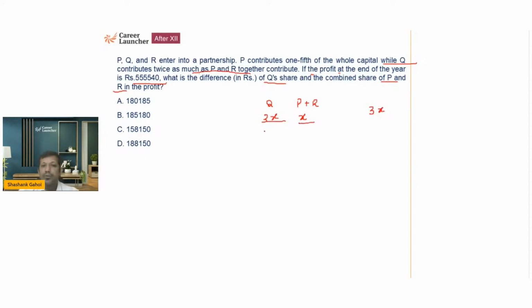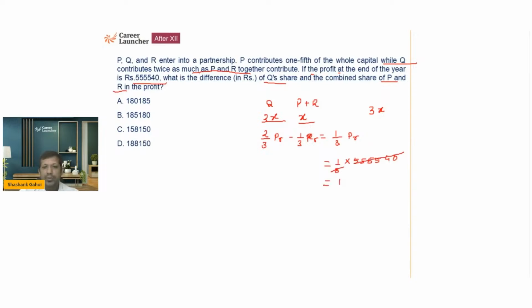Okay. So what is the profit share of Q? That is going to be 2/3 of the total profit. And what is the profit share of P and R? That is going to be 1/3 of the total profit. Right. So the difference between them is going to be 1/3 of the total profit. And what is the total profit? That is going to be 1 by 3 into 5540.